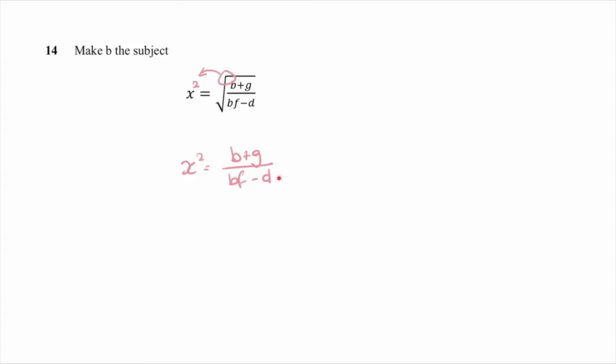Next thing I want to get rid of is this divide. We don't want a denominator. So all of this will go across and land as a times. So I've got x squared there already, and then my bf minus d lands next to it. I want all of this to be multiplied by the x squared, which is why we have the brackets. And this equals b plus g. Now I'm going to expand the brackets so that we have availability on all the different terms. So we've got bfx squared minus dx squared equaling b plus g.